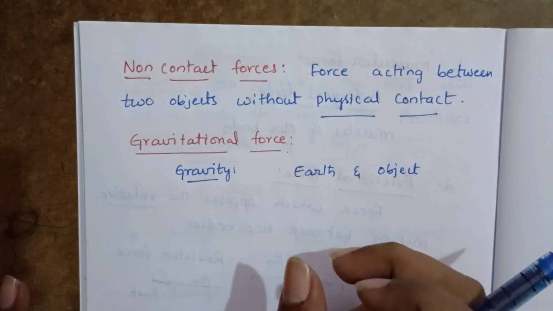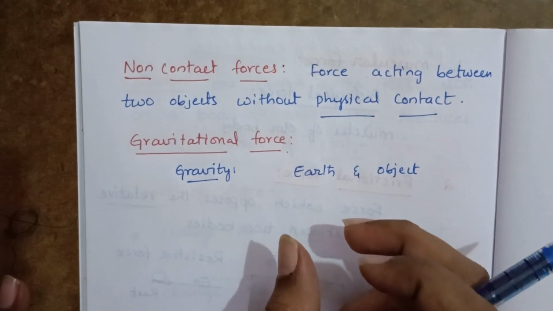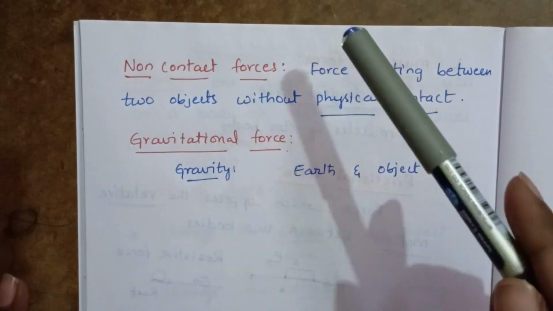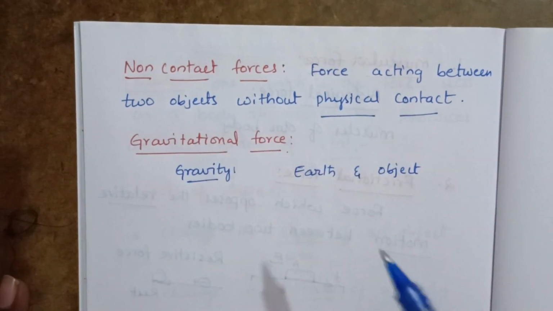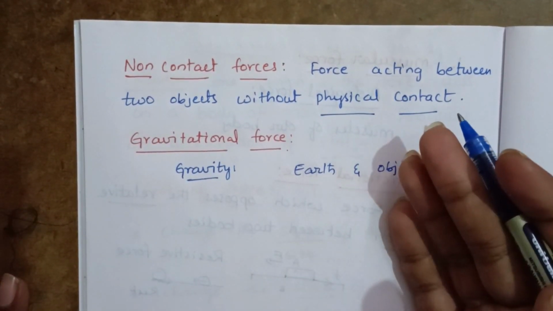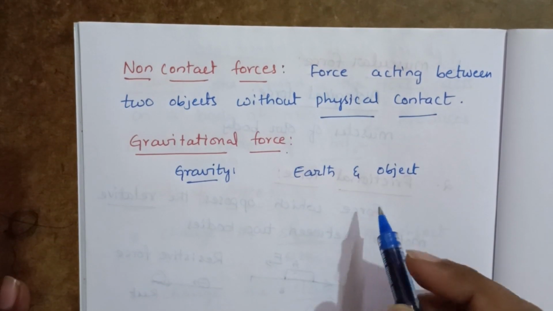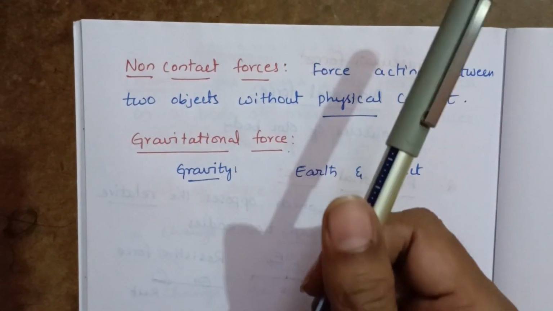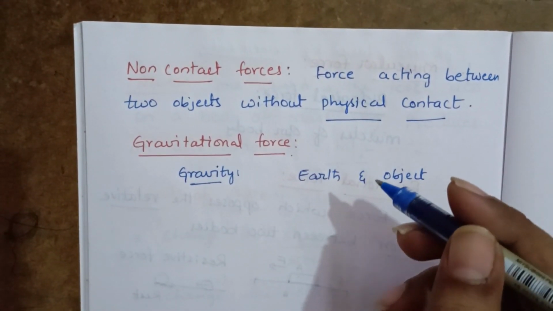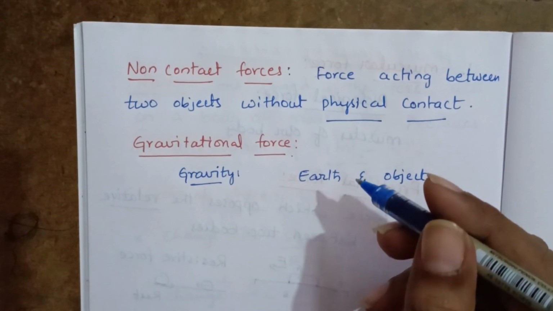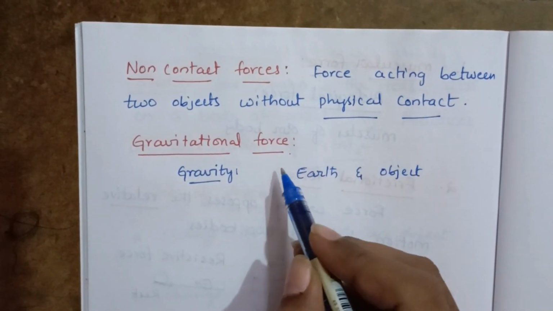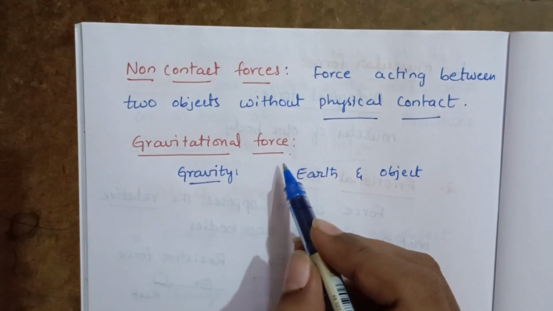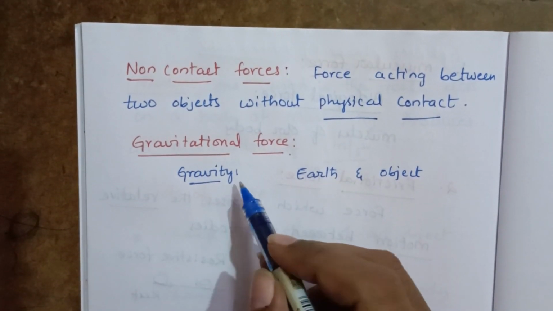Without touching, it will attract. For example, if I leave this pen, it falls onto the book, moving towards the earth. So earth is applying force on every object without touch, without physical contact. That is known as gravitational force or force of gravity.